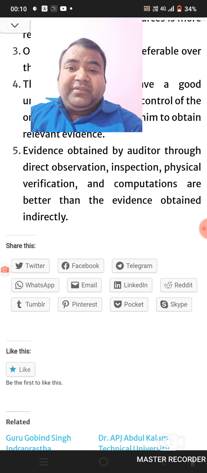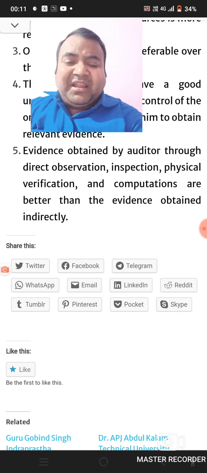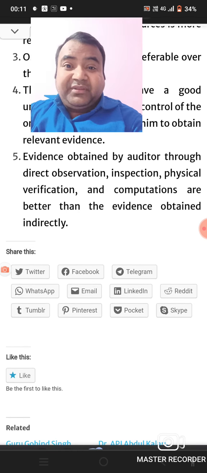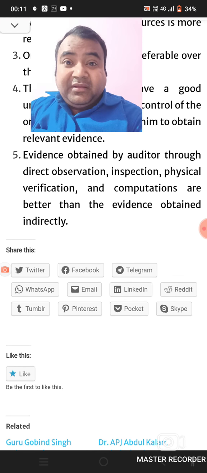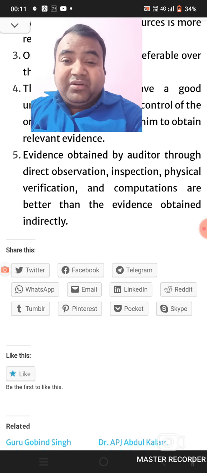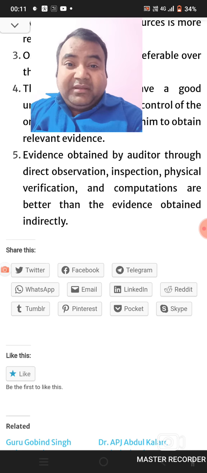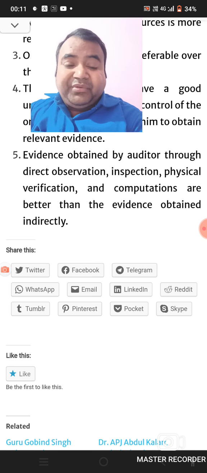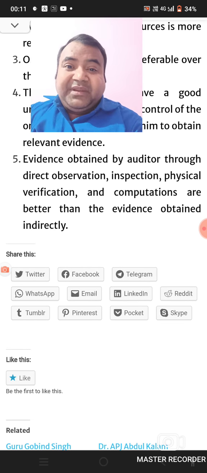So altogether we want to say that evidence collected by the auditor from indirect sources is not that reliable, and reliability is greater if the auditor is inspecting, doing physical verification, directly observing the event or incident, or doing computation, whether mathematical or statistical. That computation is very important, because here he is trying to find the actual figure. That's why we see more and more reliable evidence being collected by the auditor.